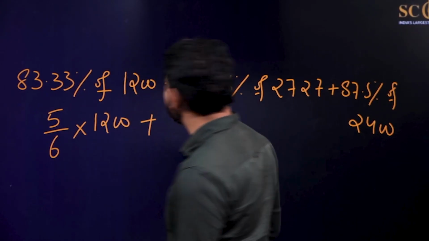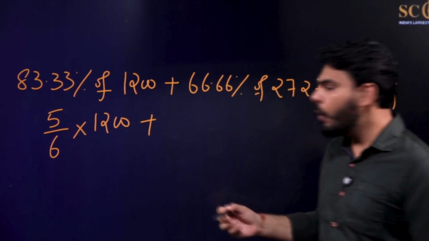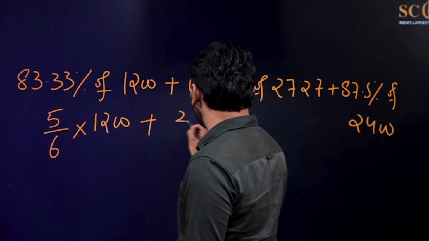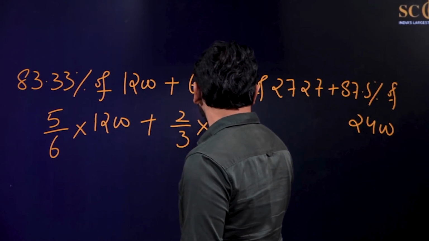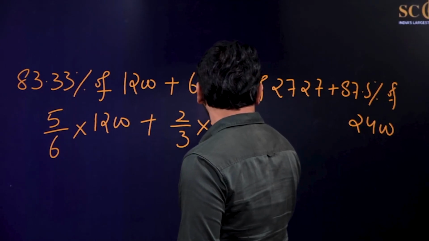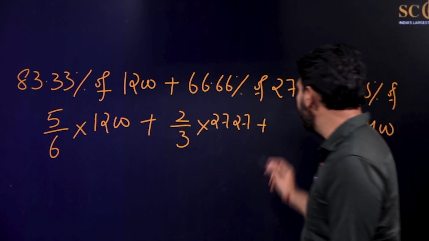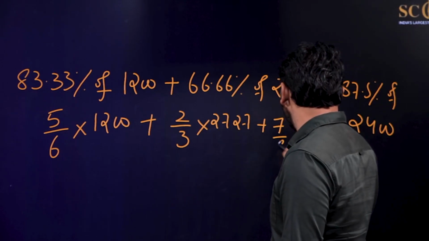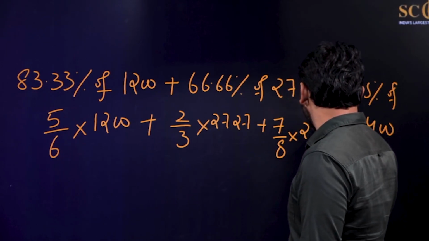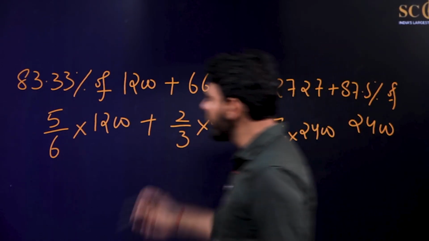Okay, what is 66.66%? Yes, I had already told you that it is equal to 2 by 3 multiplied by 27. Okay, now can you tell me what is 87.5% equal to? Yes, 87.5% is equal to 7 by 8. And if you multiply it with 2400, you will get your final answer. Let us just now calculate it.